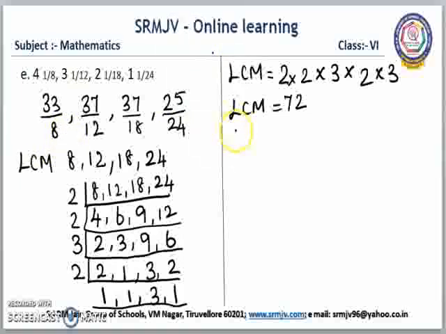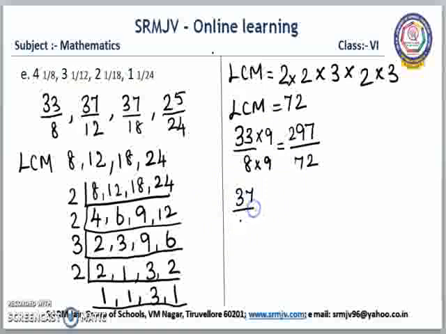So the first fraction is 33 by 8. We have to change the denominator to 72. In 8 table, when will you get 72? 8 9s are 72. So we have to multiply the numerator by 9. So the numerator, 3 9s are 27, again 3 9s are 27 plus 2, 29, 297. The second fraction is 37 by 12.